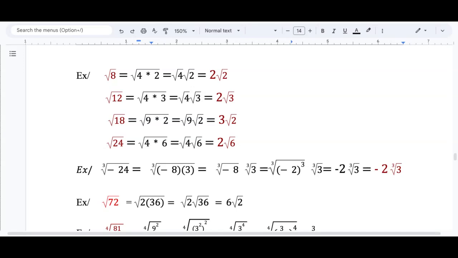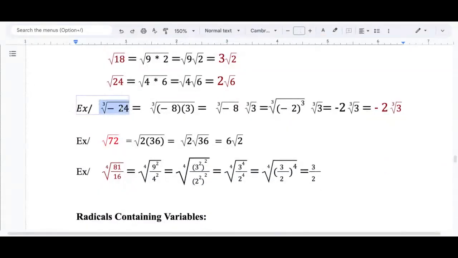Square root of 12, that has a square, 4, right? 4 is 2 squared. So square root of 2 squared is 2. That's 2 radical 3. Square root of 18. Well, 9 is a square. Square root of 9 is 3. So that's 3 radical 2. Square root of 24. 4 is a square, right? So that becomes 2 radical 6. Does anyone have any questions? Okay.